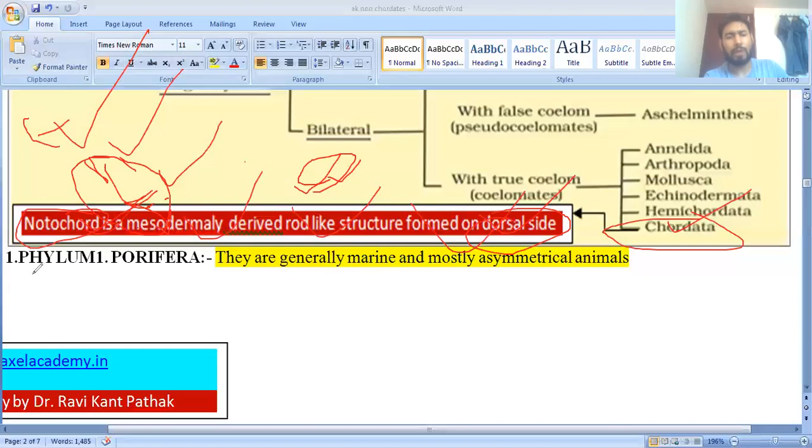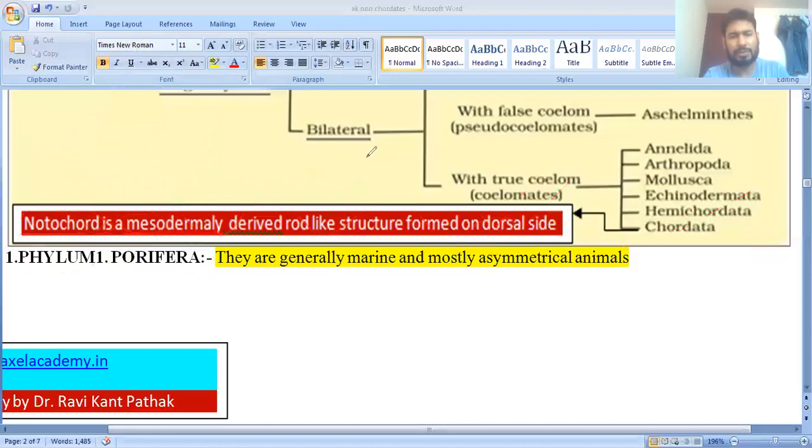Now I am going to discuss the first phylum, phylum Porifera. We will discuss them one by one. Why do we say Porifera? Because their body bears small minute pores. Pori means pores and fera means bearing. Animals which bear pores inside their body are called poriferans. They are generally marine and mostly asymmetrical animals. I have already talked about this in the previous episode of Animal Kingdom.